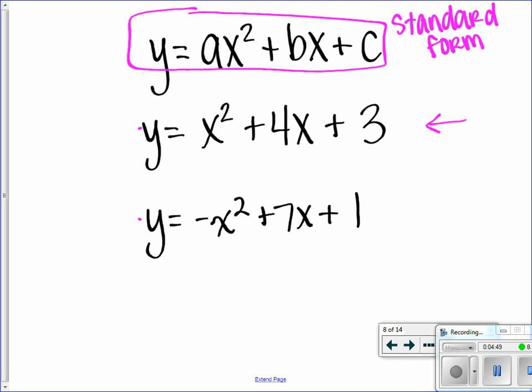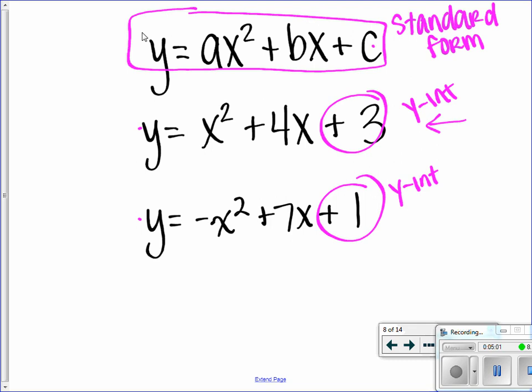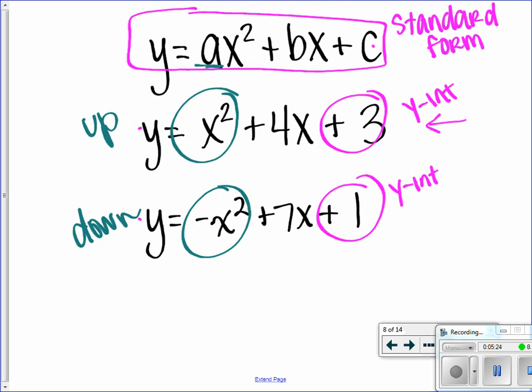What's the y-intercept? 3. What's the y-intercept for the second one? So that C value, the part at the end, your constant, that's your y-intercept. There's also something else you can see from here. You can tell if it's going to open up or open down from this standard form. Negative x squared. This one is going to open up, and this one's opening down. So Kate, want to say that again? The x squared. It's the x squared part. So that A value, is it positive or is it negative? Positive opens up, negative opens down. Up, down.